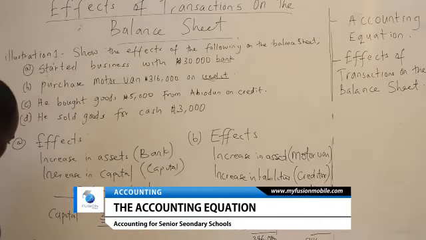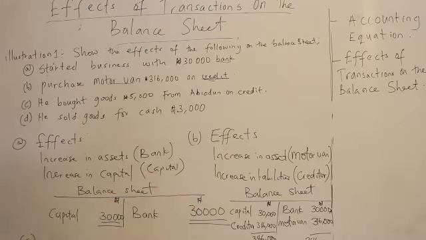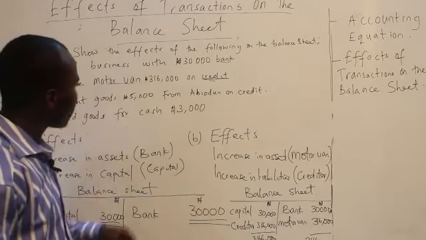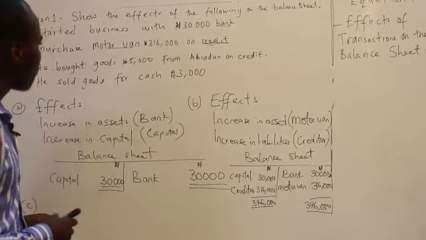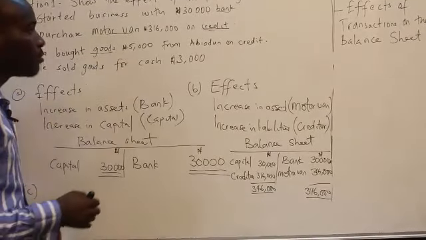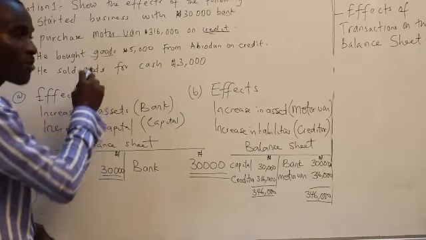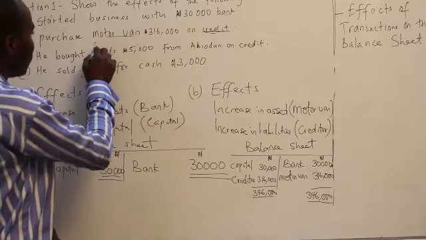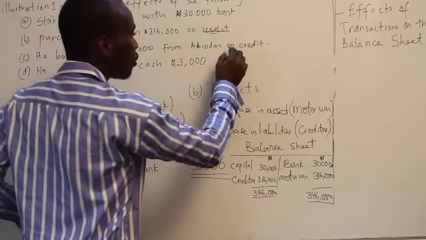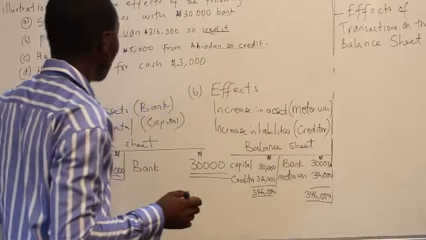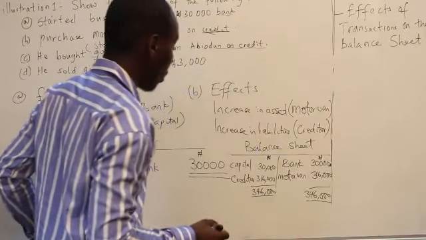So C, he bought goods 5,000 naira from Abiodun on credit. Goods bought from Abiodun, that's an asset that becomes the property of the business, which is stock. Why goods bought from Abiodun? Because the goods were not paid for by cash immediately, so Abiodun becomes the creditor also.